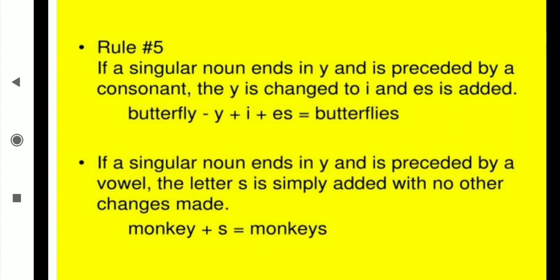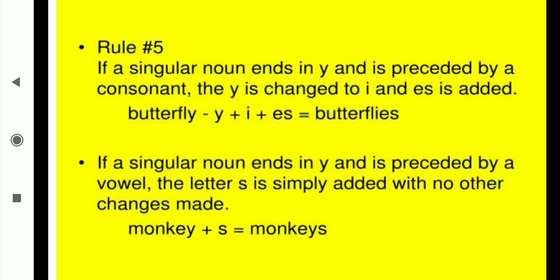And another rule, if Y is there at the last, then what is the other rule? If a singular noun ends in a Y and is preceded, now preceded means followed, by a vowel. Which vowels are there? A, E, I, O, U. If any one of these vowels is coming before Y, then we are not converting Y into I. Simply we are joining S to that word. The letter S is simply added with no other changes made.